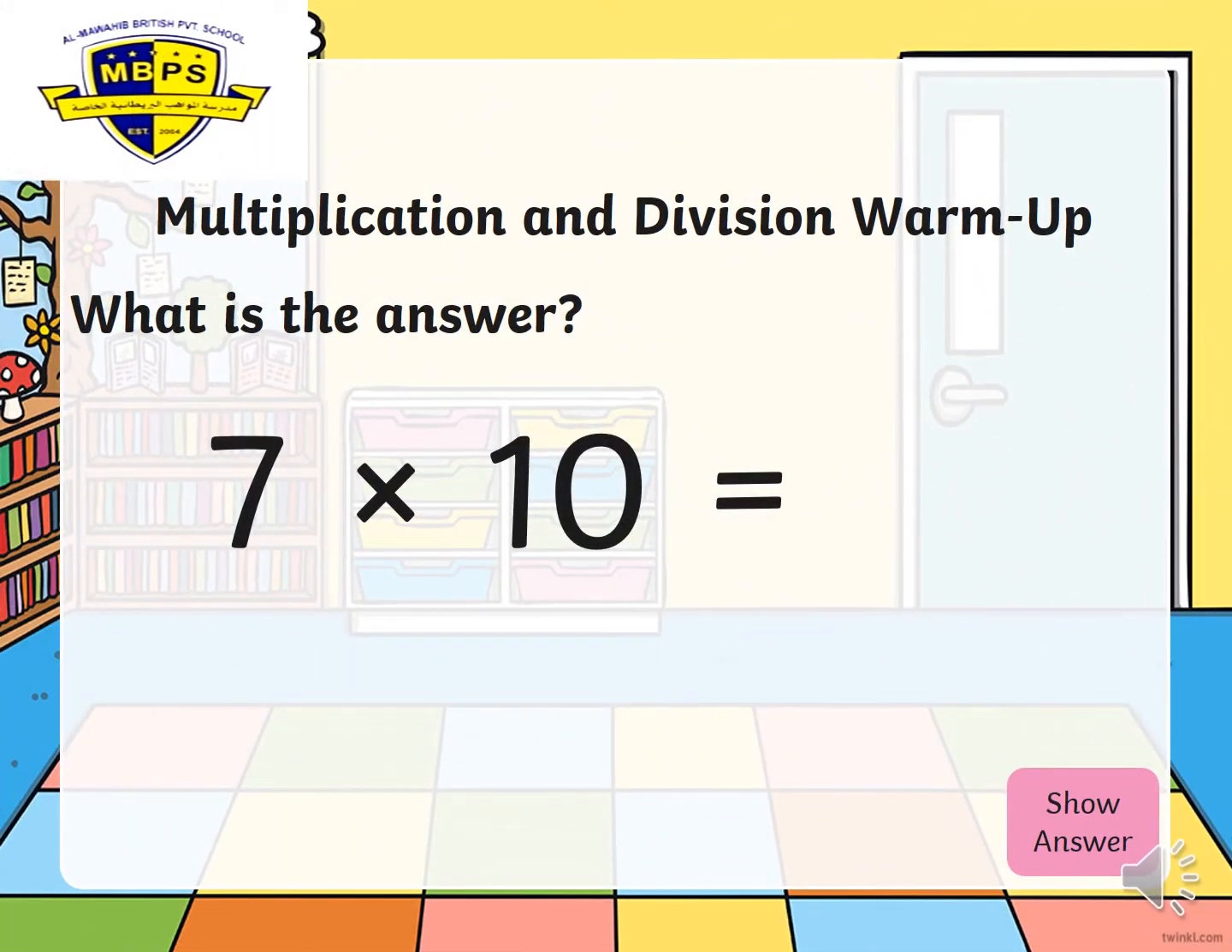Now let's have one more. What is the answer of 7 times 10? Now you will skip by 10. You have 7 times 10 equal what? Open 7 and start to skip. I know that you can do it. Are you ready? Am I to show the answer? Well done. The answer is 70.